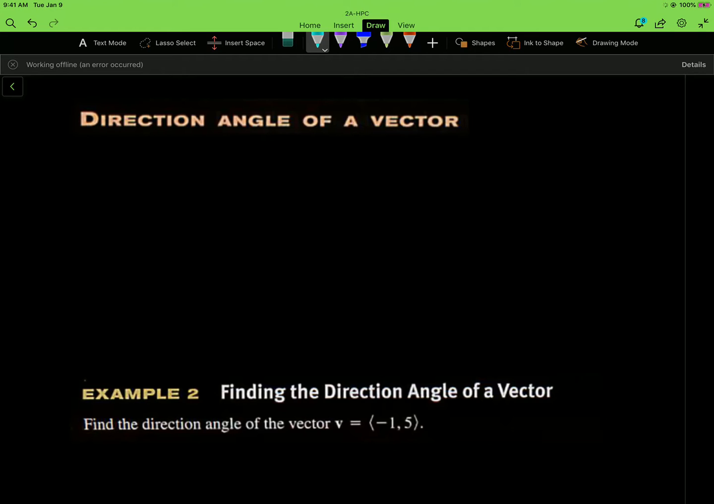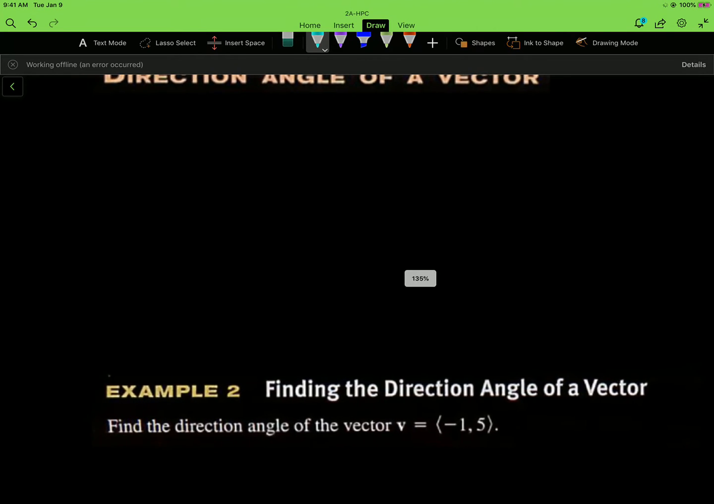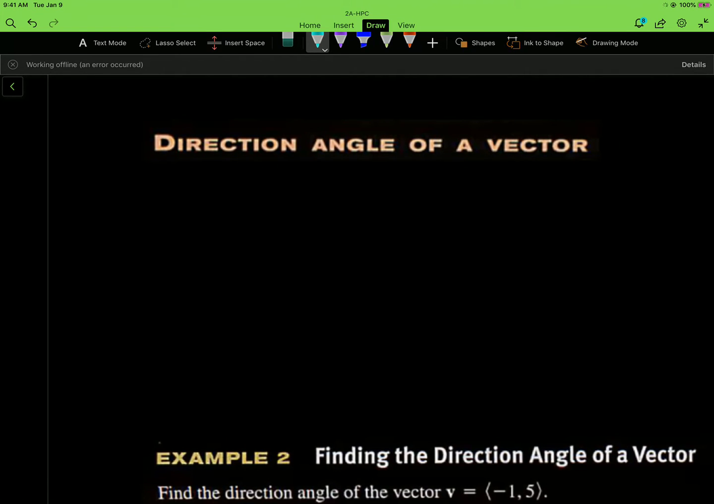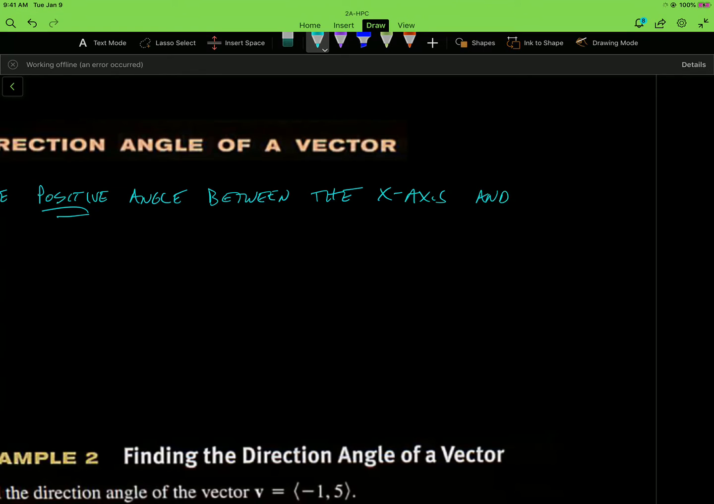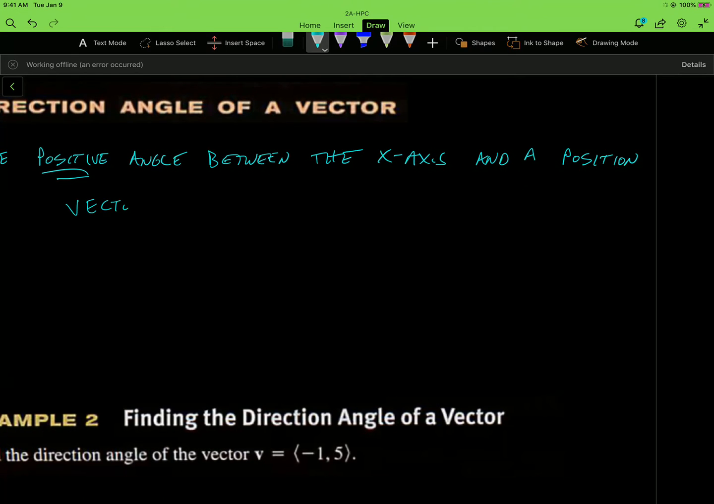So when we want to find the direction angle of a vector algebraically, it's the same thing as finding the angle in polar coordinates. We're going to say the positive angle, so that's key that we choose the positive, between the x-axis and a position vector, or just a vector, is called the direction angle. And in this diagram in general, we'll call it theta.